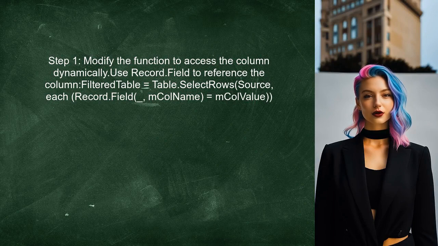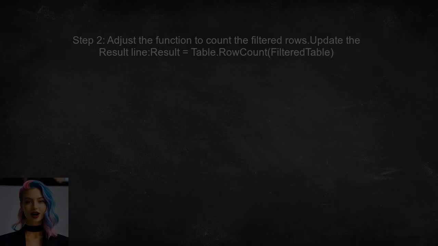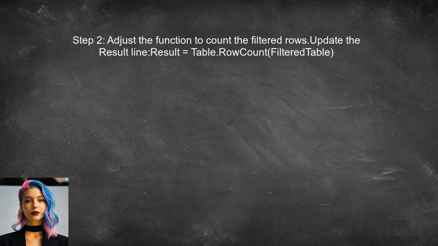name dynamically. The first step is to use the Record.Field function to access the column specified by the user. Next, the user should ensure that the function is correctly structured to return the count of the filtered rows. This means we need to adjust the result line to count the rows in the filtered table.